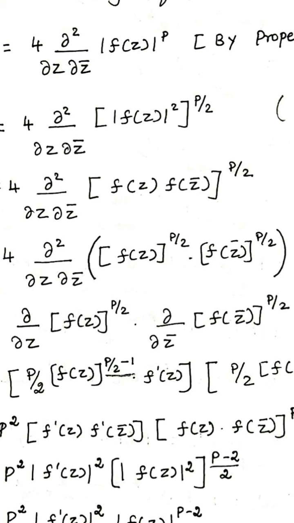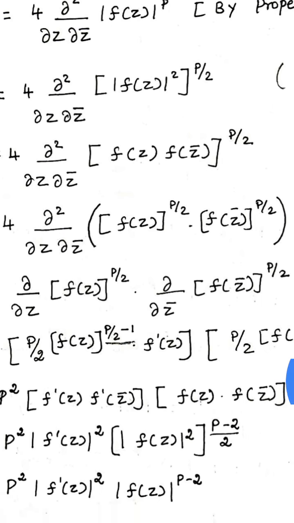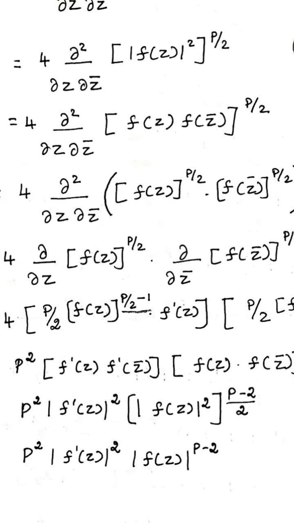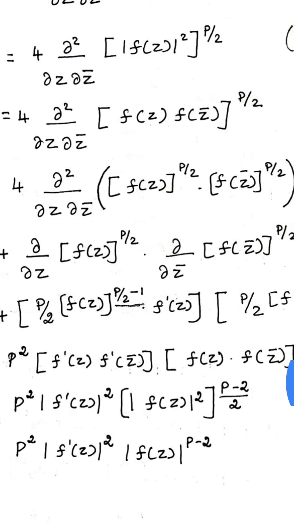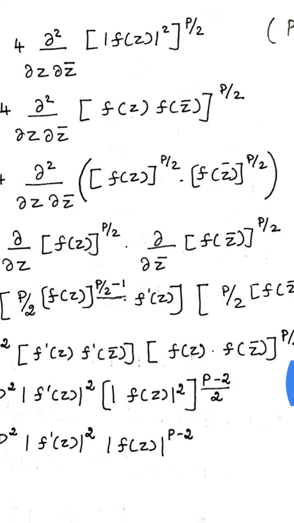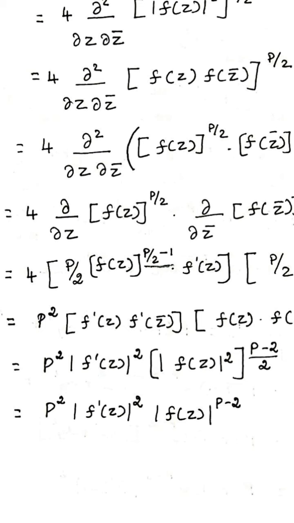Then I am splitting the ∂² as what? ∂ into ∂. So what I will get? ∂/∂z into ∂/∂z̄. Okay, so then I am splitting it: I am writing ∂/∂z, and the term which contains z, that term I am writing it as f(z) the whole power p by 2. Then the other term is ∂/∂z̄ into f(z̄), and the power is p by 2. Okay, and what is the differentiation of x power n? n into x power n minus 1.